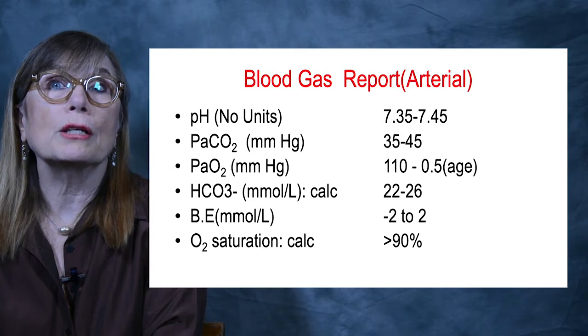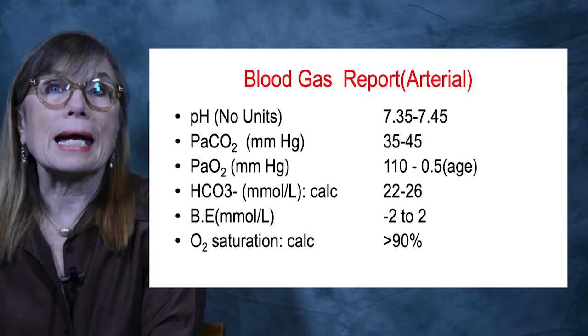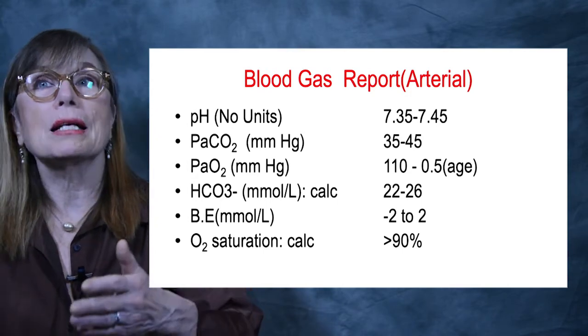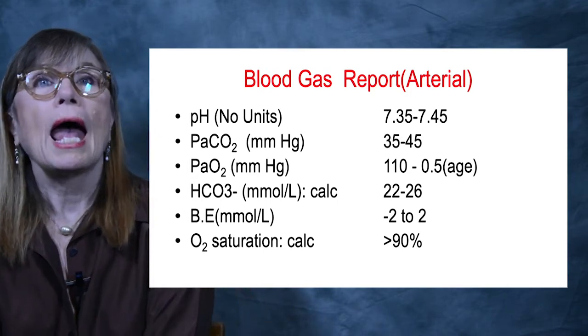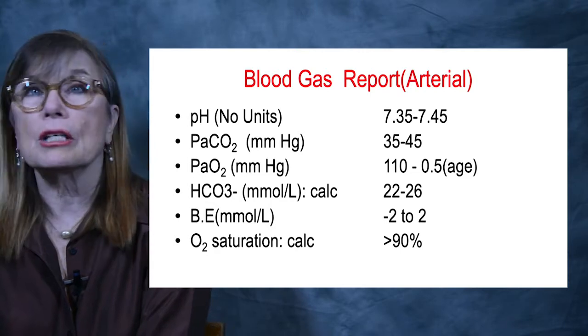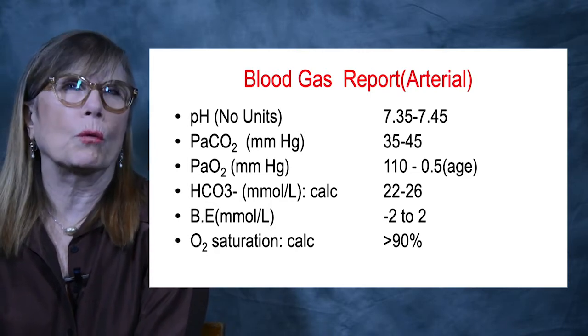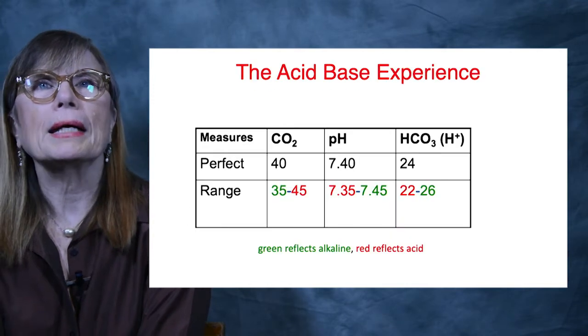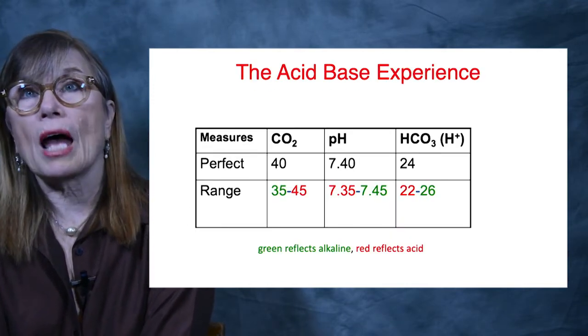Bicarb, normally 22 to 26. Base, not really base excess, but base is -2 to +2. 0 is perfect. And of course, O2 sat, we'd like to see you above 90%, and we're worried when you're below 88%. All right, so remember what I just said.